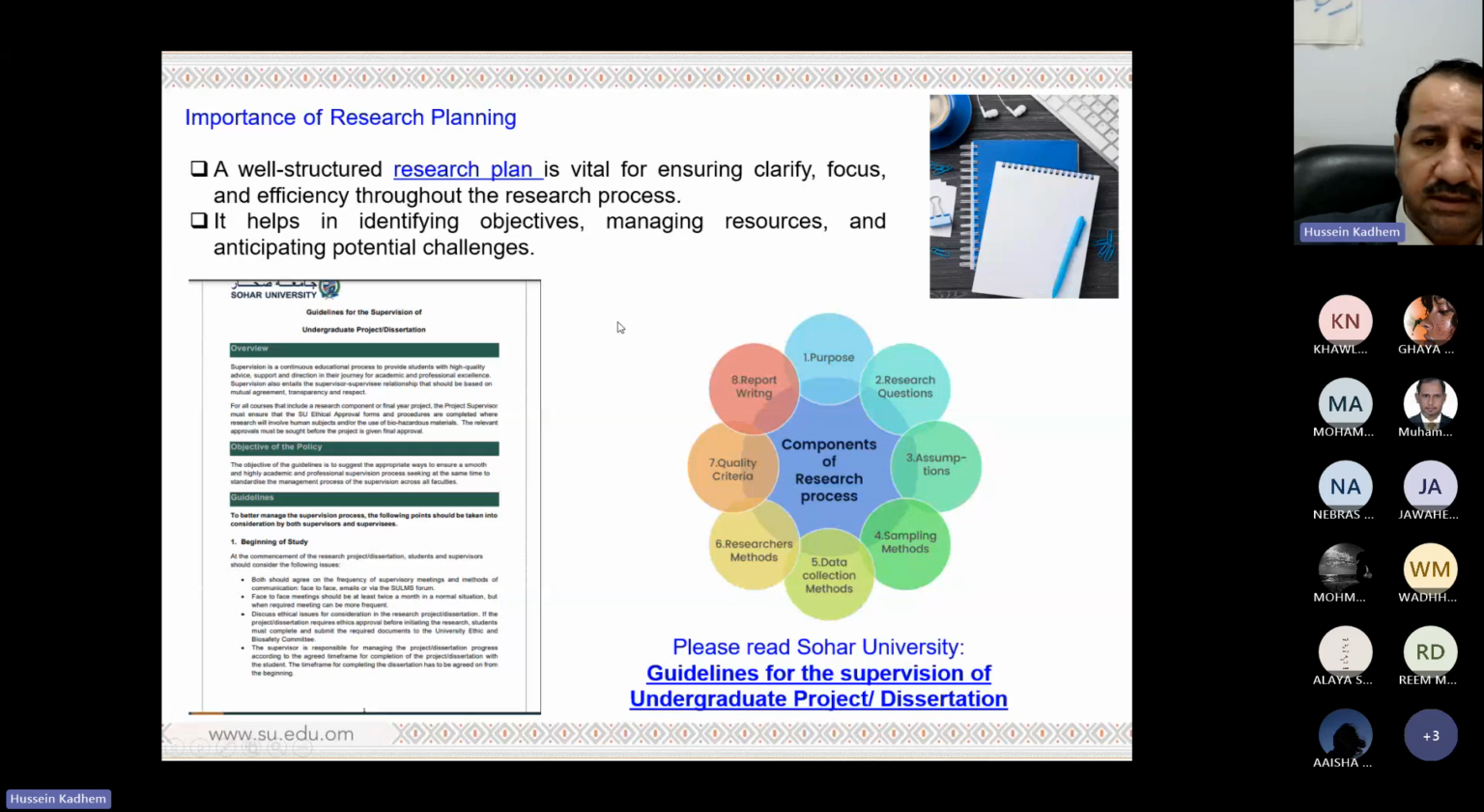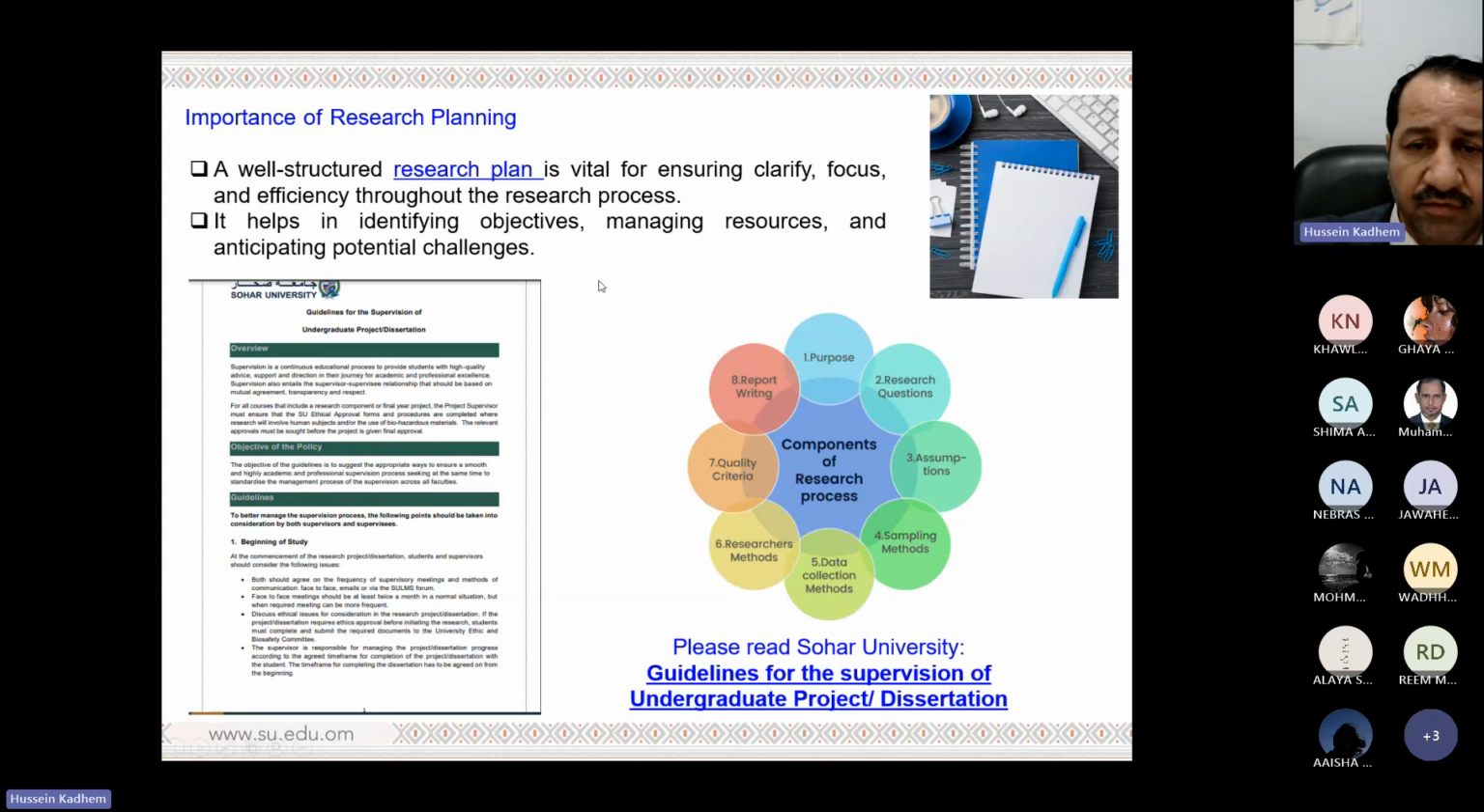Why is it important? It's important because you have the vision and the structure of your project. When you have a plan, you don't work randomly. You should not go to the next step unless you finish the first step, and they have to be linked to each other. For example, you don't give a problem statement about something and have objectives related to something else. They are supposed to be linked to each other.